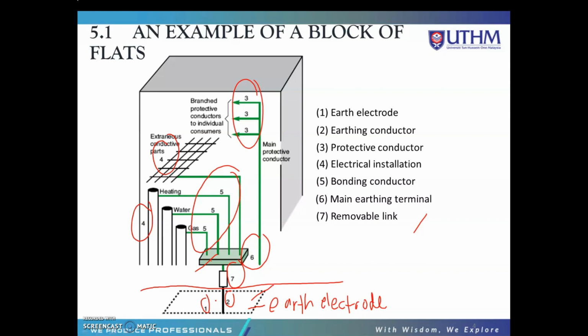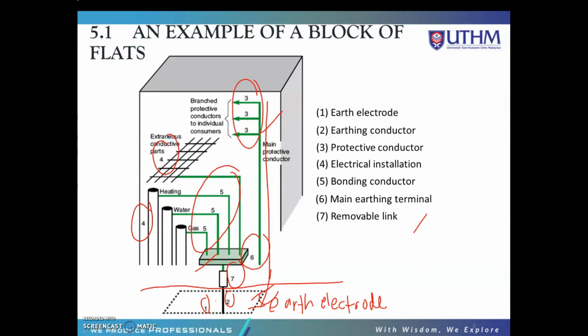And then number three is the protective conductor. Protective conductors connect the conductive parts of casings in electrical appliances, and conductive parts of buildings and constructions, to the earthing electrodes. So it connects all this equipment to the earthing electrode.